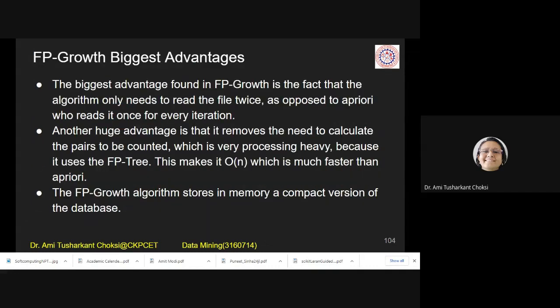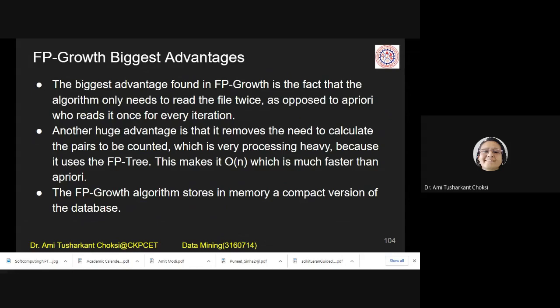What are the advantages of the FP growth algorithm? The biggest advantage found in FP growth is the fact that the algorithm only needs to read the file twice, as opposed to the Apriori algorithm, which reads it once for every iteration, right?